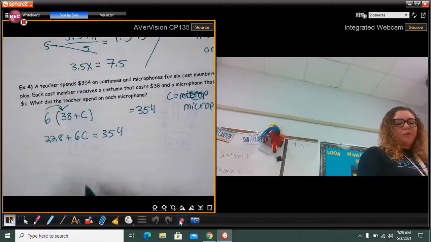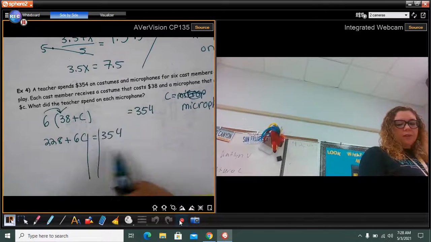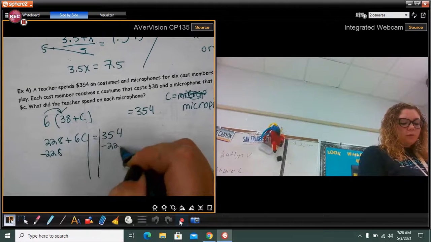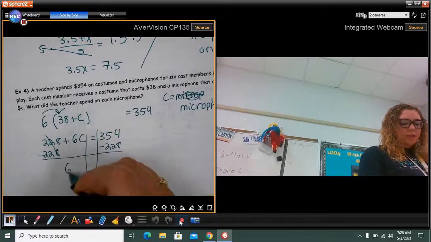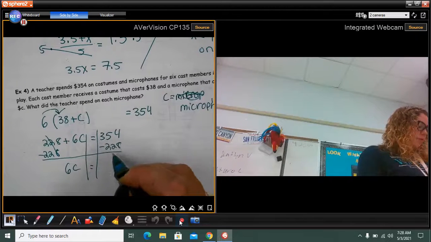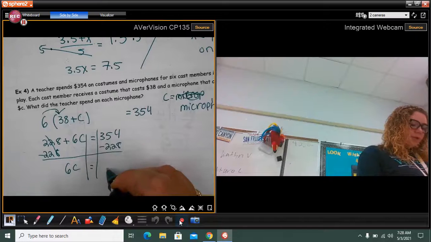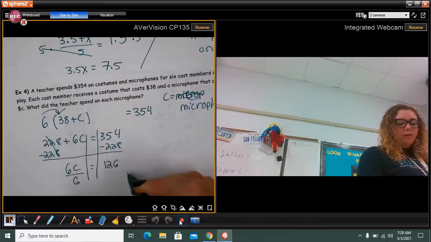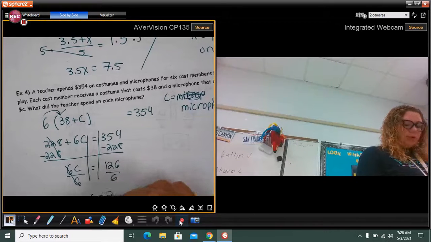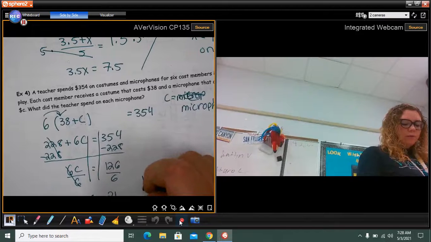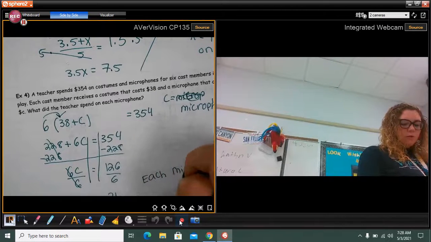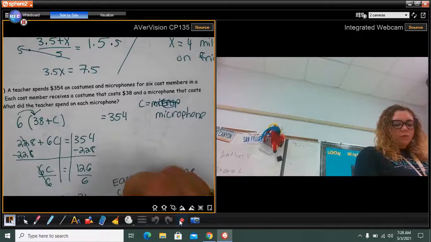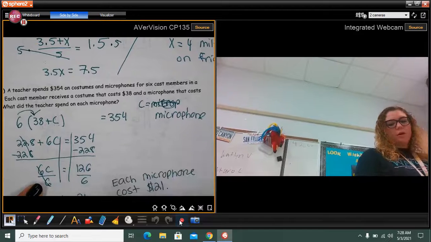Undo addition by subtracting first. To move this over, the inverse of addition is subtraction. I'm left with 6C equals 354 minus 228, which is going to give me 126. To undo the 6, the inverse of multiplication, we're going to divide, and we get $21. So each microphone costs $21.